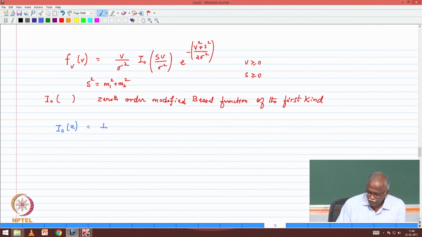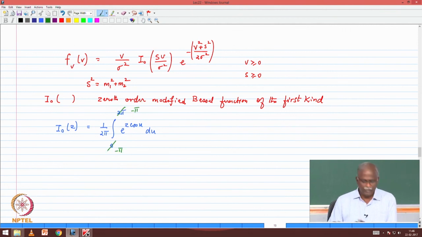It's 1 over 2 pi, integral 0 to 2 pi, e power z cos u du, and you can do the integration from 0 to pi, or you can do it from minus pi to pi. Both are okay, equivalent. Again, it's an integral form of a variable.